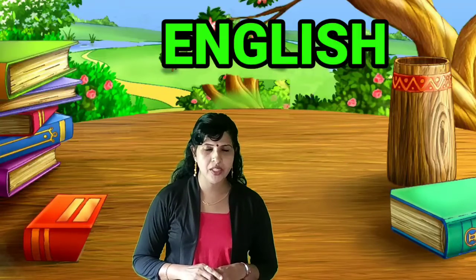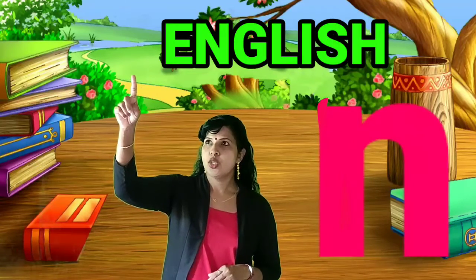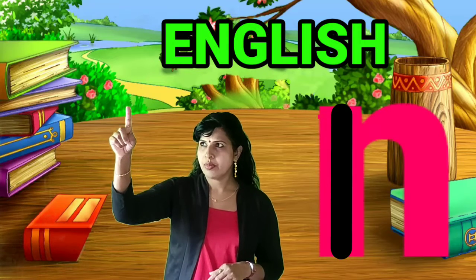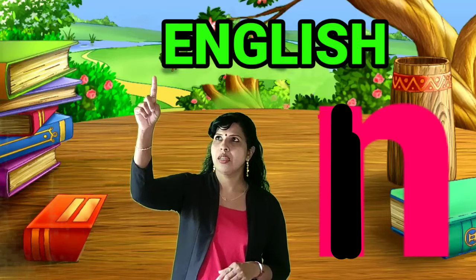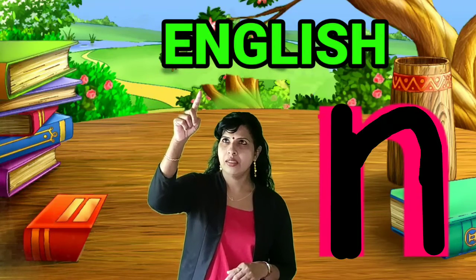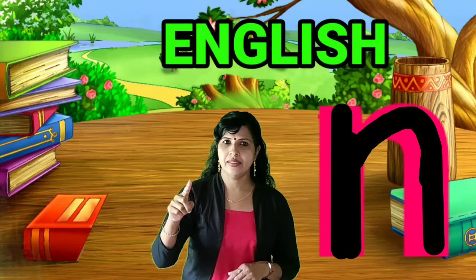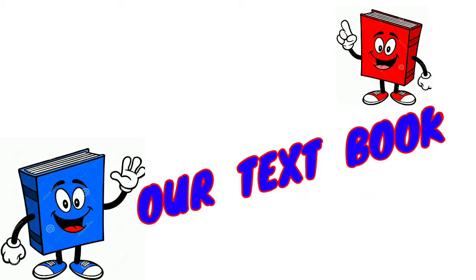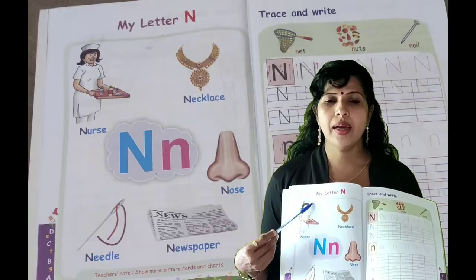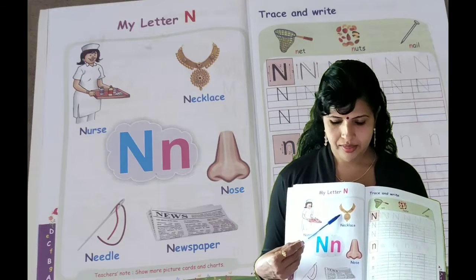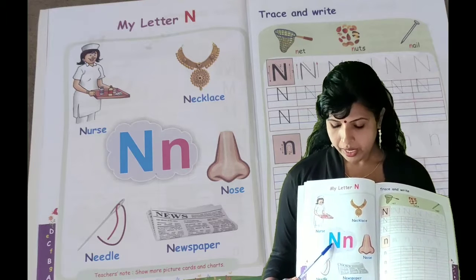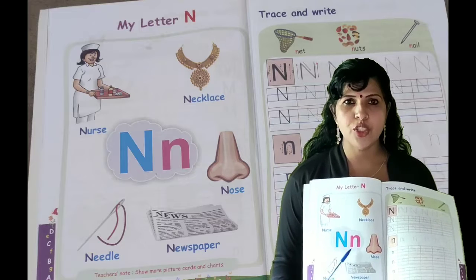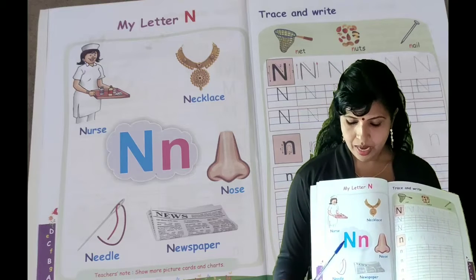Yes, I repeat. Start from top. Standing line. Go back. Half circle. And standing line. Small letter N. My letter N. Capital letter N and small letter N.